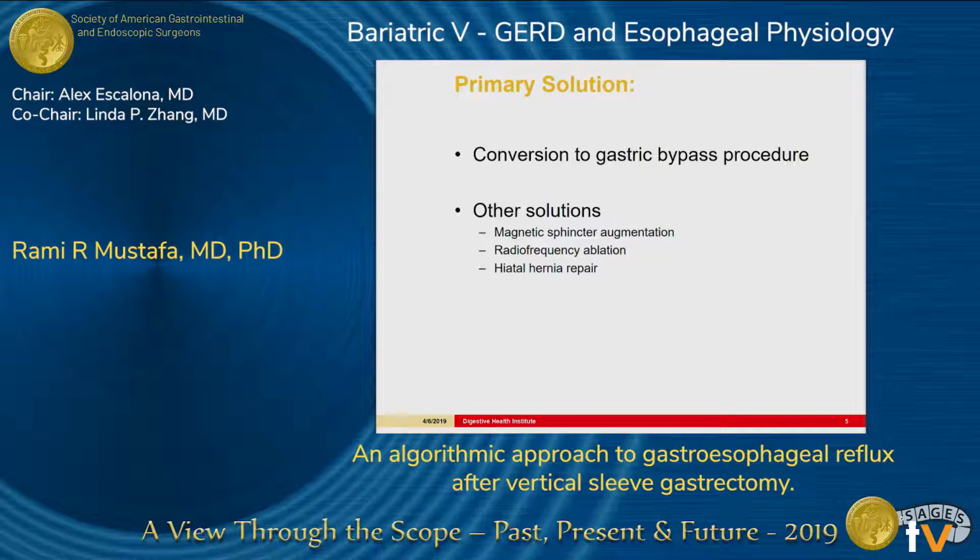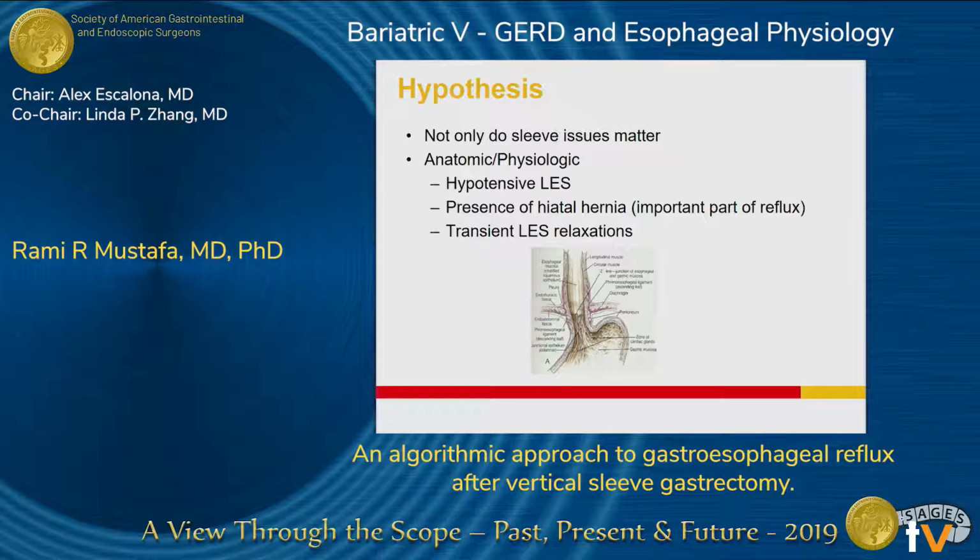There are other solutions that have been discussed in the literature, but mostly a case series discussing magnetic sphincter augmentation, radiofrequency ablation, and hiatal hernia repairs in these patients. So our hypothesis was that really the mechanisms not only surround the sleeve itself and its morphology, but that we should look at our principles of esophageal physiology and the anatomic contributors to reflux disease and the anatomy at the GE junction. Does the patient have a hypotensive LES, the presence of a hiatal hernia, do they have transient LES relaxations? Are any of these contributing to the reflux that the patient has developed after a sleeve?